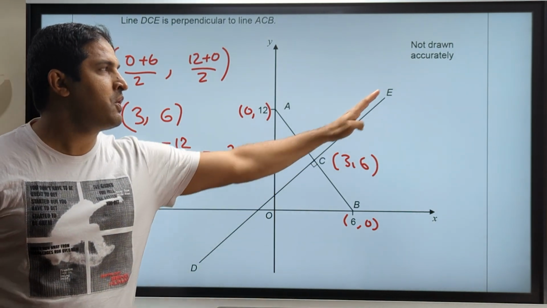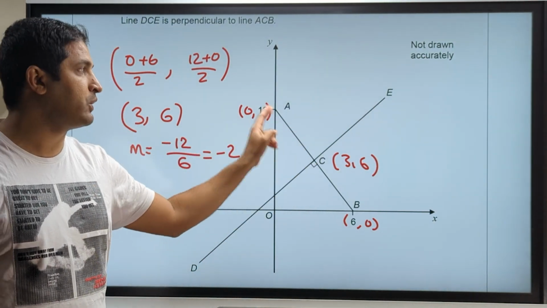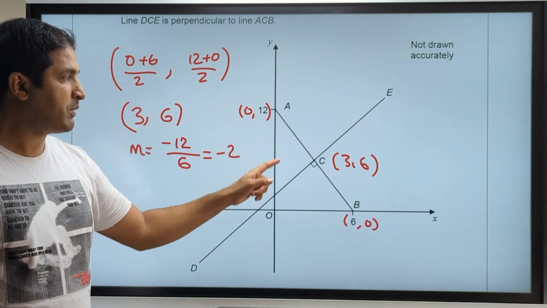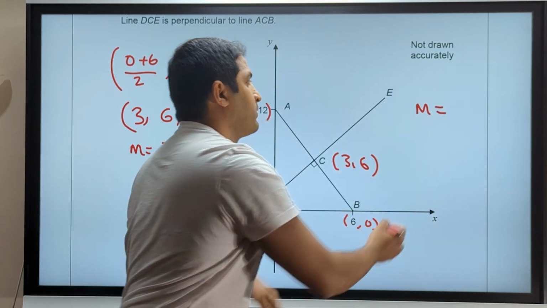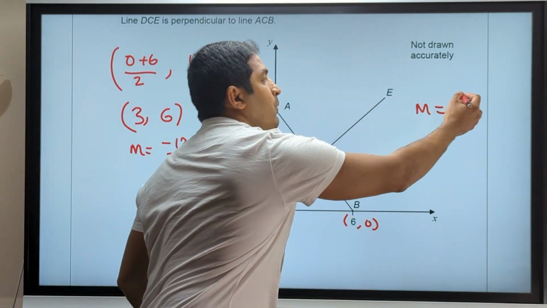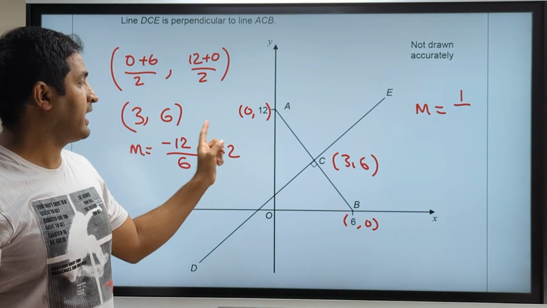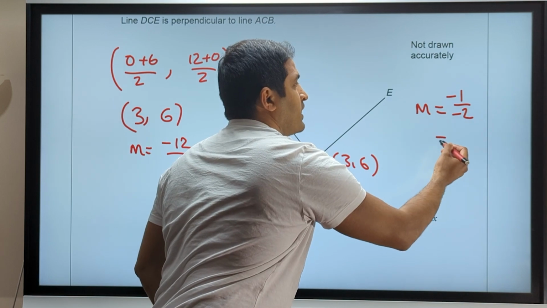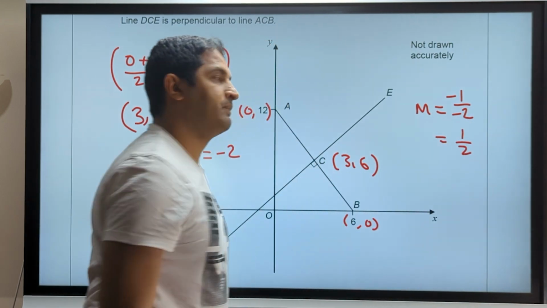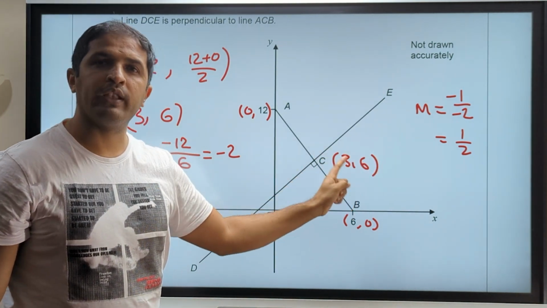So we now know the gradient of this vertical line here. That's normal to this ACB, which means perpendicular to that. If it's a perpendicular gradient, it's going to be negative 1 over the gradient of that one, which gives me a gradient of half. So we know the gradient there is going to be half, and it goes through the point (3, 6).